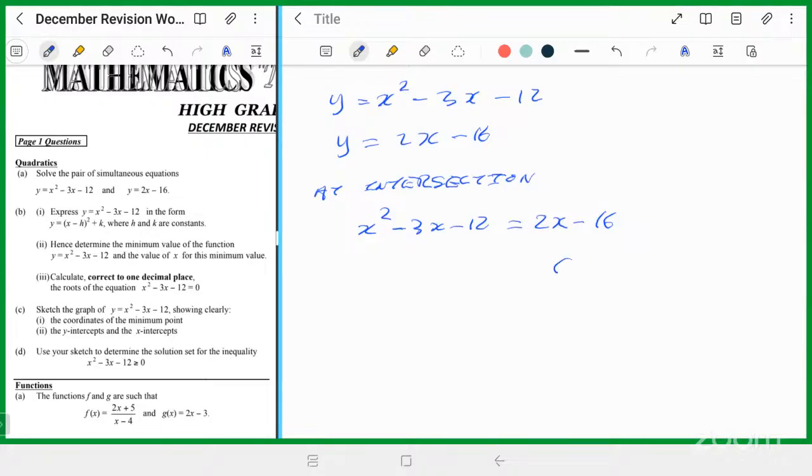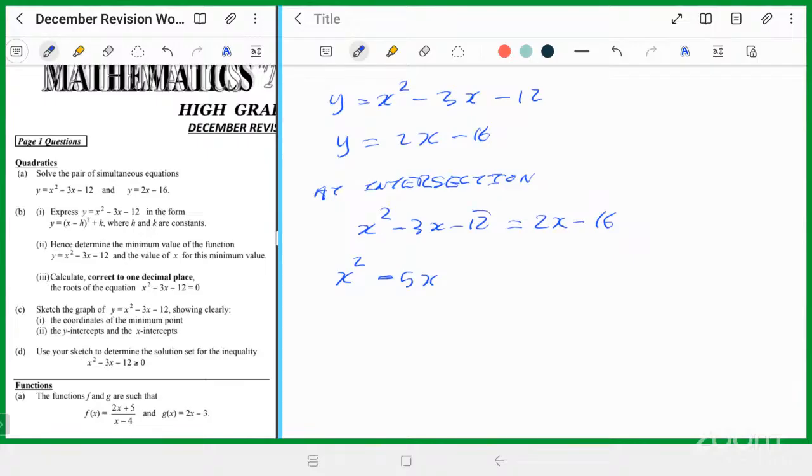You want to leave 0 on the right side. You want to get the quadratic expression equals 0 before you try to solve. So we need to take these and transpose them over onto this side to leave 0 on the right side. So this is our x squared term that is there. That's x squared. Now we have a minus 3x. It's going to come over and become a minus 2x. So minus 3x and minus 2x become minus 5x. So we're going to get a minus 5x.